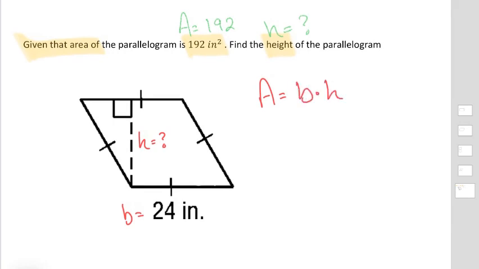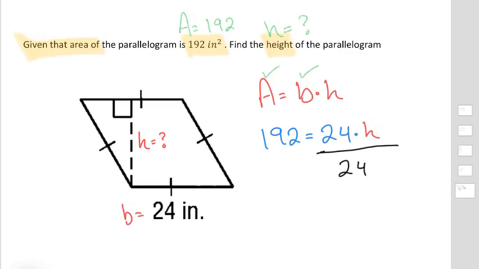So we start with the formula area is equal to base times height, and we're going to substitute in what we know. We know area, we know base. So those are the two things that we're going to substitute. For area, we put in 192 equals B, which represents the base, which is 24, and the height is what we're looking for, so we're going to leave it as H. What we need to do here is get H by itself. To do that, because 24 and H are multiplying, I want to do the reciprocal, or in other words, I want to cancel 24. And so I'm going to divide both sides by 24.